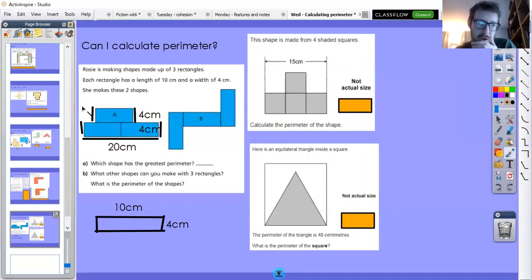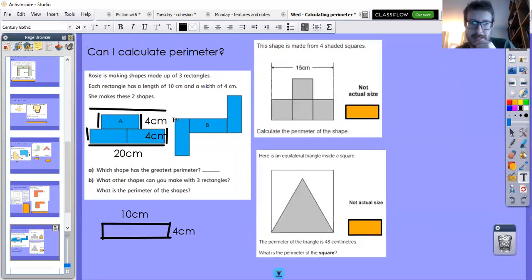And then we also know that all across that length there will be another 20 centimeters. So then we can add those up. It doesn't matter how long those 2 bits are. We know that from there to there is 20 centimeters. So if we add those up, there'll be 20, add 4, add 4, add 20, add 4, add 4. And hopefully you've got a perimeter of 56 centimeters for the first one.